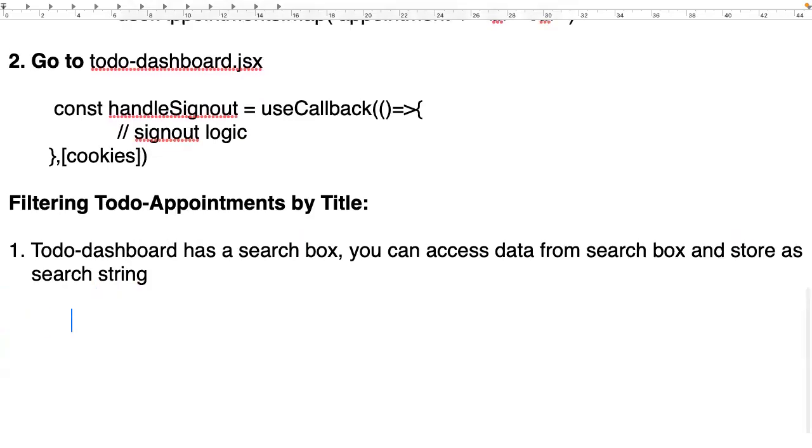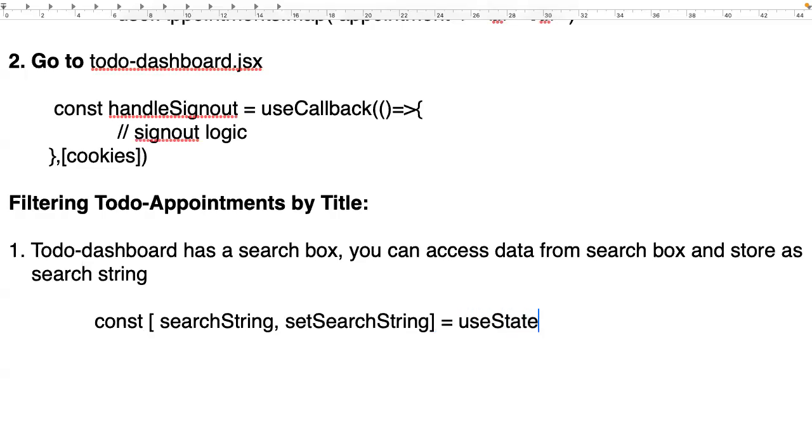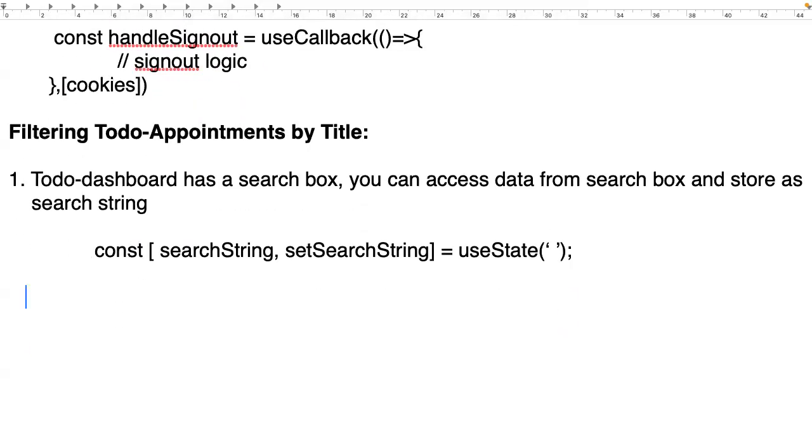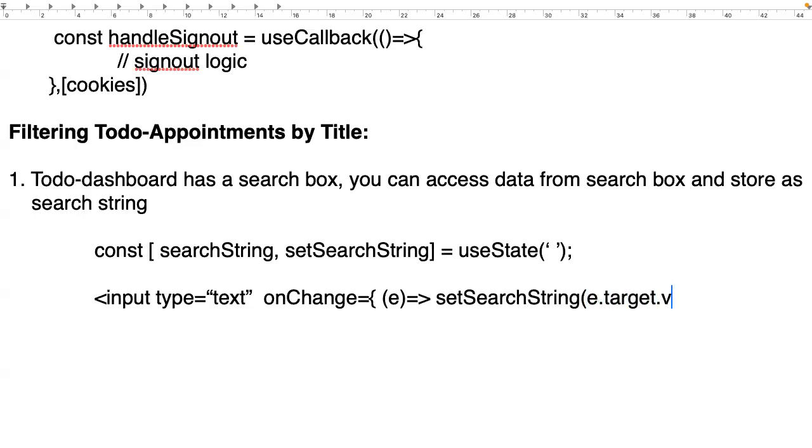So for that, what changes do you need to make? This is the search string, set search string, useState, with an empty initial value. Next, in the text box, you have onChange directly. So you need setSearchString with e.target.value.